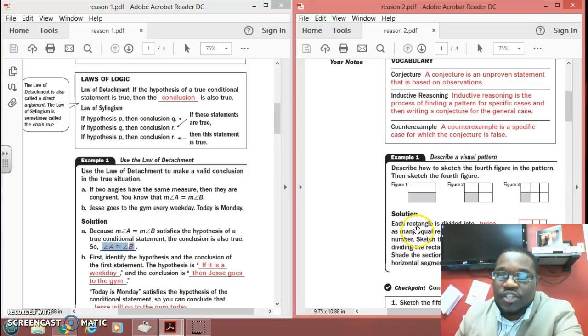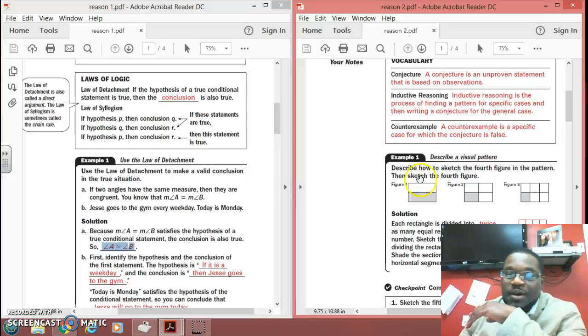It says each rectangle is divided into twice as many equal regions as the figure number. So figure 1, it's got 2. Figure 2, it's got 4. Figure 3, it's got 6. I noticed that each line is dividing each more and more. Sketch the fourth figure by dividing the rectangle into eighths. Shade the section just below the horizontal segment to the left.